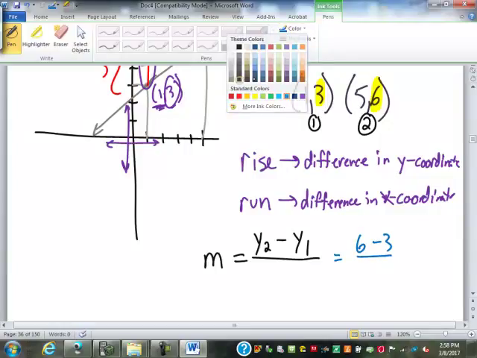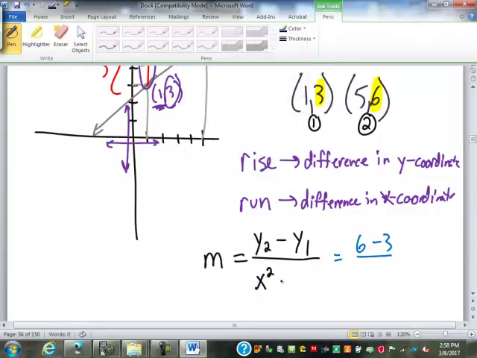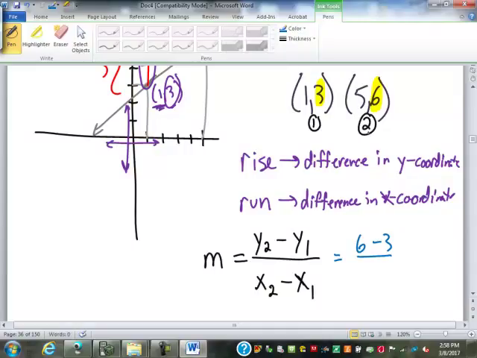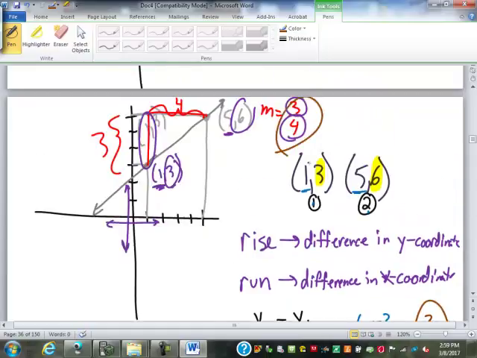The run then is going to be defined as x2 minus x1. Oops, that's not square. x2 should be down here. Minus x1. Now again, x2 is the second point, the x coordinate. That's a 5. Minus x1, that's point 1, and the x coordinate is a 1. So if I look at this, 6 minus 3 is 3. 5 minus 1 is 4. I get a slope of 3/4, which is what we had up here from graphing it.